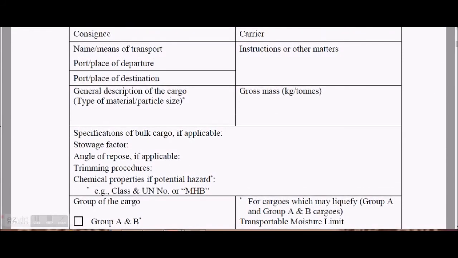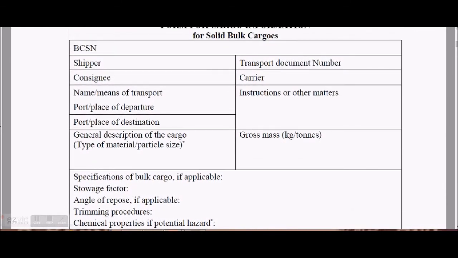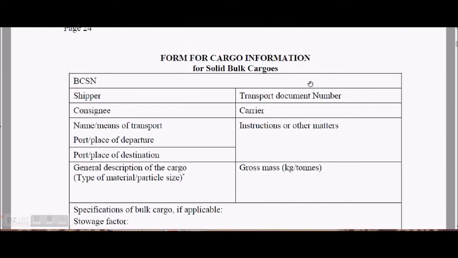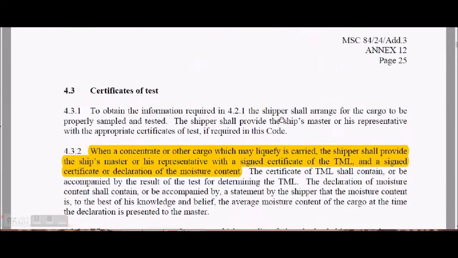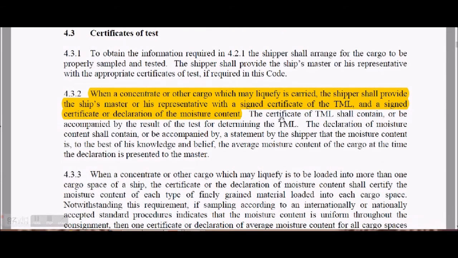Certificate of test. When a concentrate or other cargoes which may liquefy is carried, the shipper shall provide the ship's master or his representative with a signed certificate of the TML and a signed certificate of declaration of the moisture content. This is to be provided by the shipper.